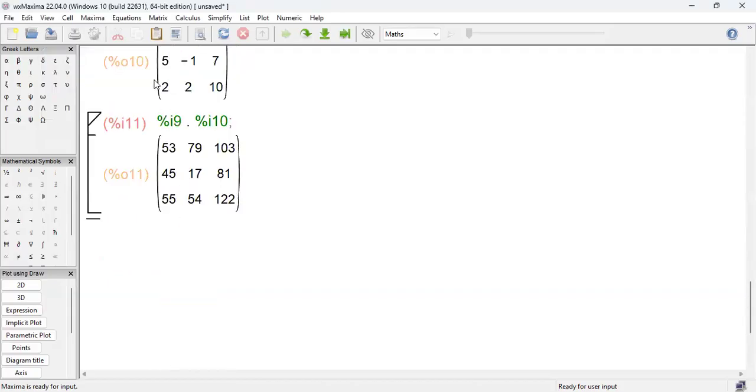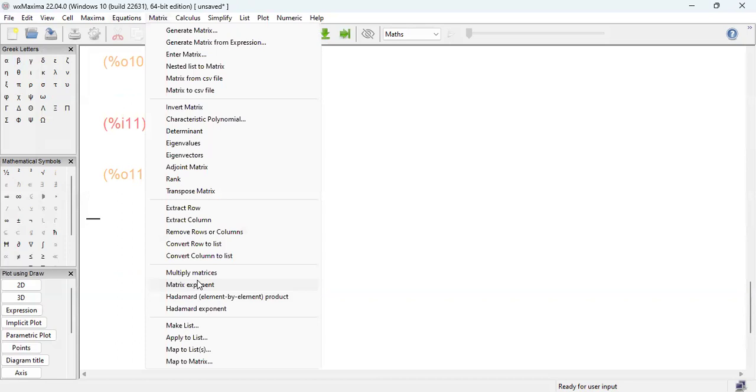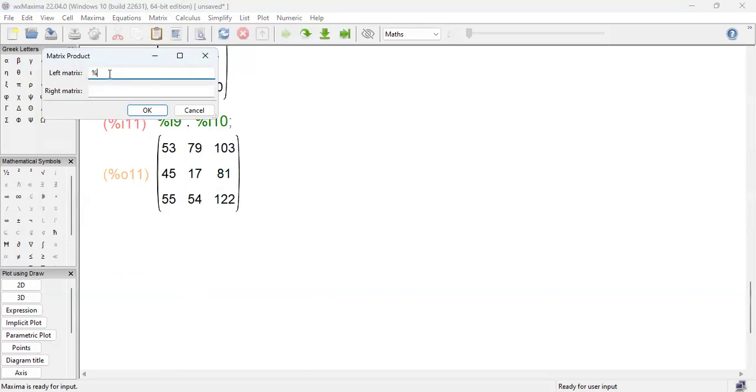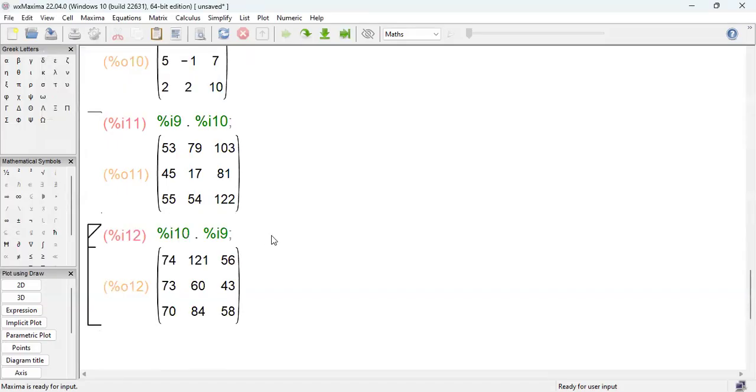Okay, so we have the answer there. Then let's look at the other way: input 10 multiplied by input 9. So what's our conclusion? We have sampled twice. We have sampled with a square matrix and we have sampled with two matrices of different orders.